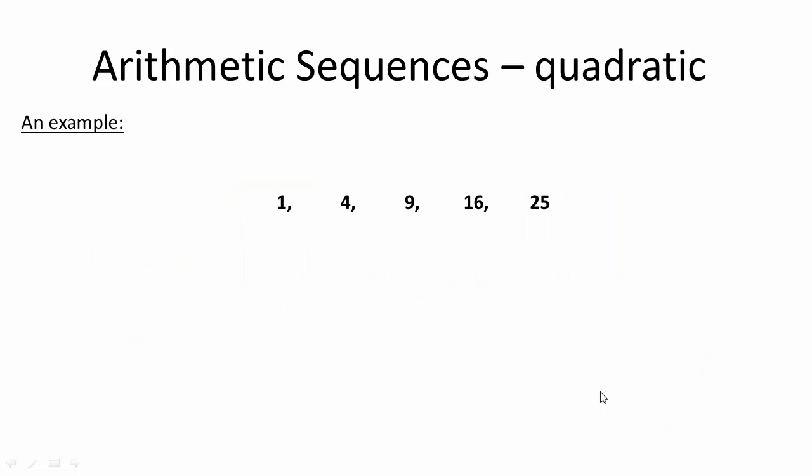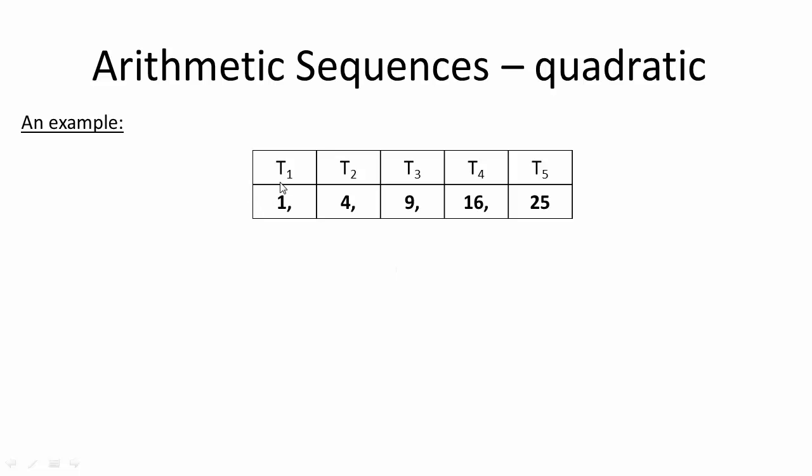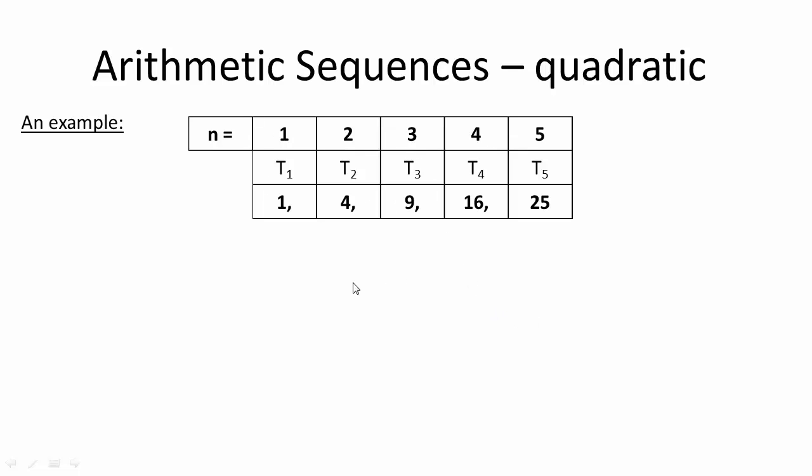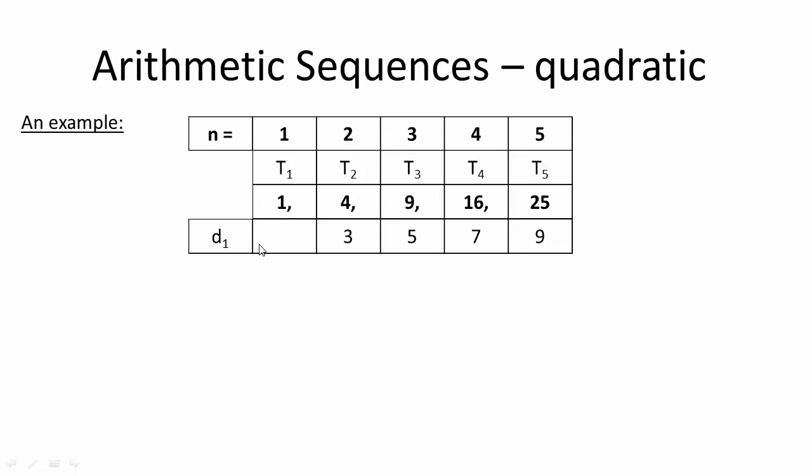So let's take that sequence and put it into one of our tables where we have T1, T2, T3, T4, and T5, remembering the n's. Now we know the differences. 4 minus 1 is 3, 9 minus 4 is 5, 16 minus 9 is 7, 25 minus 16 is 9. We already worked it out. Let's calculate the second difference. 5 minus 3 is 2, and so on, what we did on the last slide.